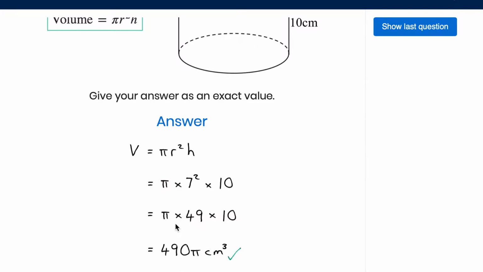And to multiply by pi, we just place the pi symbol at the end. And that's it. The answer is given as an exact value because it has this pi in it. And the units are centimeters cubed because volume measures how much three-dimensional space an object takes up.